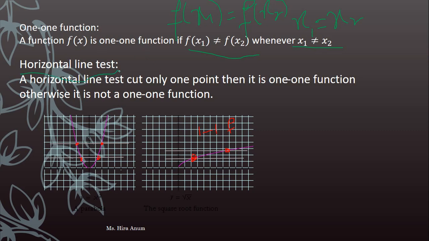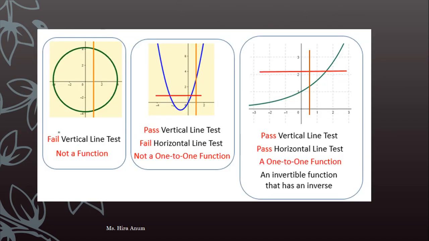Horizontal line test. In the horizontal line test, we draw a horizontal line like this. Then if it cuts one time, it is a 1-1 function. Otherwise this is not a 1-1 function. You can see the parabola is this type, it cuts 2 times, so this is not a 1-1 function. But you can see this line is like this. When we cut this, it cuts one time, so this is a 1-1 function, but this is not a 1-1 function.